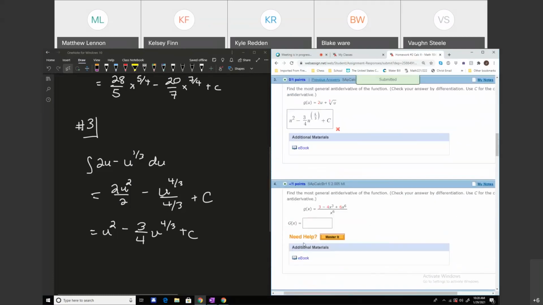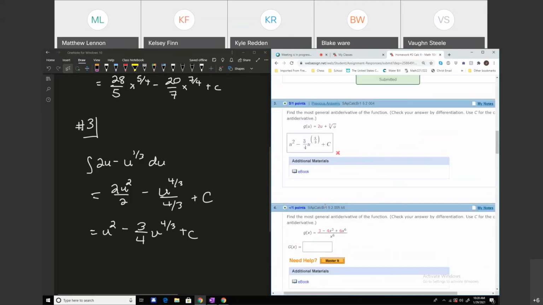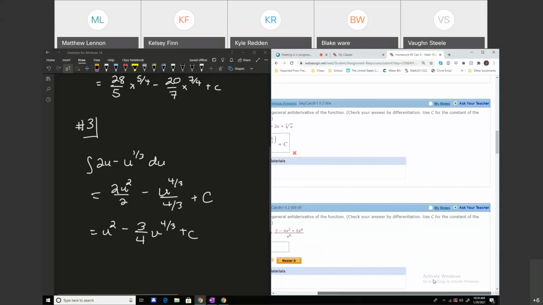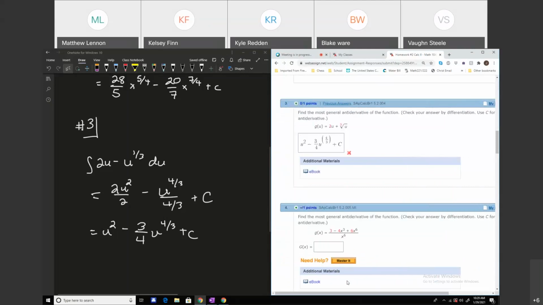Okay. What? Something's wrong. Use capital C for the constant. What did I do? Use 2u squared, so add 1 to the exponent, divide by 2. 4/3, 3/4 in front. And use capital C for the constant of the antiderivative.